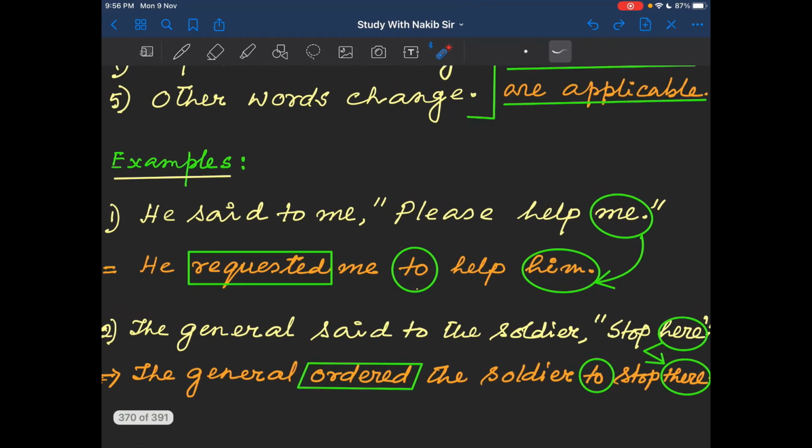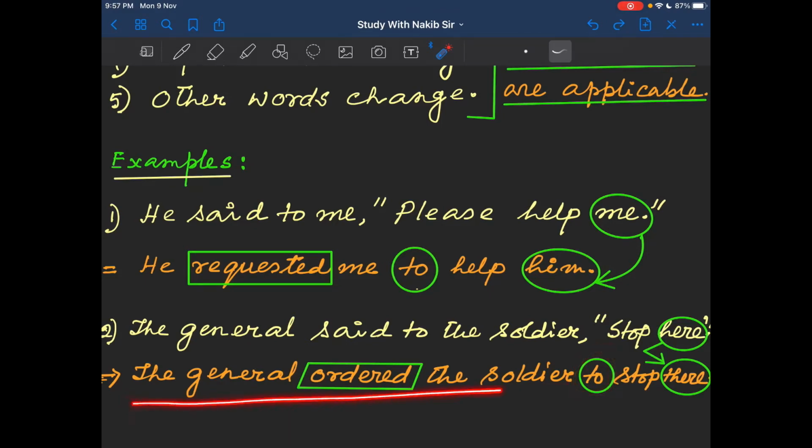Now see the second example. The general said to the soldier, stop here. General, military general, so it is natural that he will order the soldier. So the general ordered the soldier. The reporting verb is changed to ordered. So the general ordered the soldier, and to is the connective, you know.